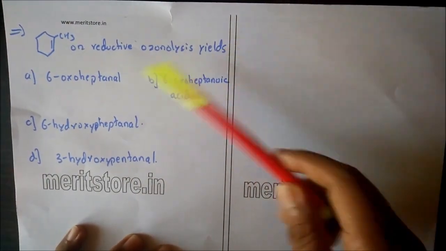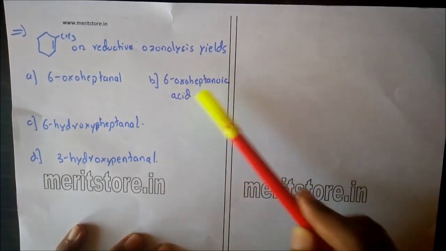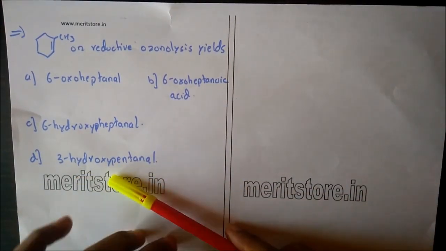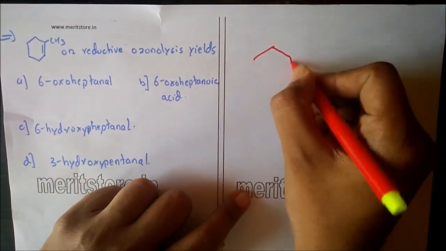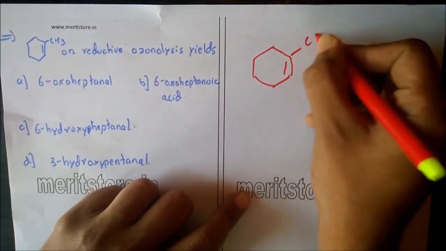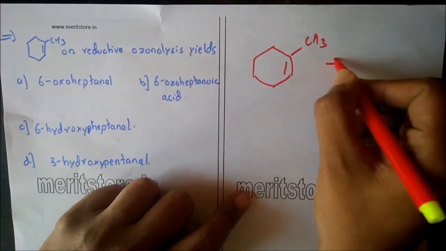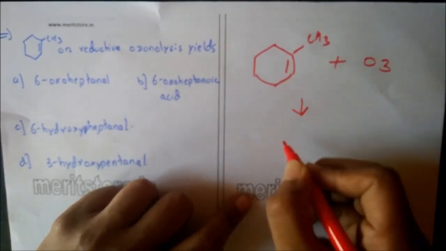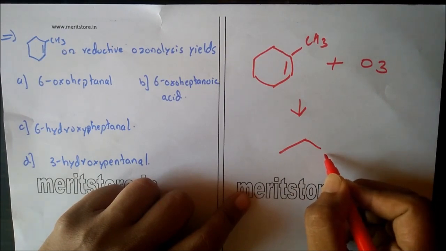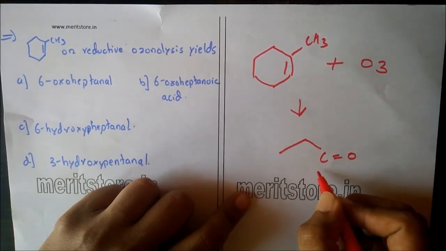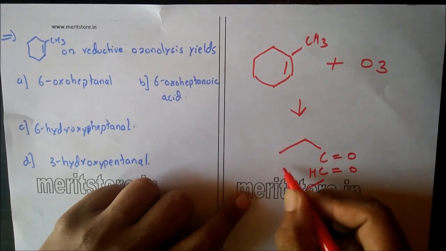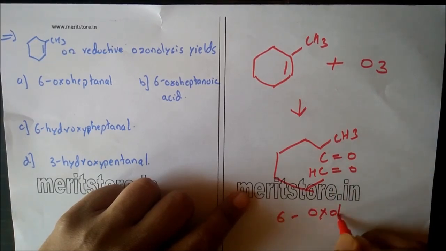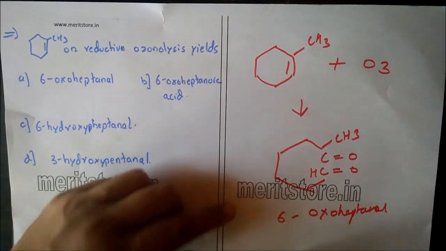Reductive ozonolysis yields A. 6-oxoheptanal, B. 6-oxoheptanoic acid, C. 6-hydroxyheptanol, and D. 3-hydroxypentanol. Now, the compound is given here. On reductive ozonolysis, the double bond of the carbon will break up to form a C and a CH group like this. Here the double bond will break to form C=O and CH=O, and the rest of the formula will remain the same with the CH3. Now this compound is known as 6-oxoheptanal. So here the correct answer will be option A.